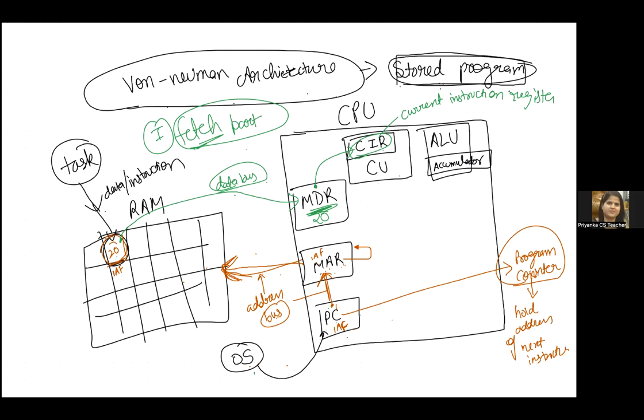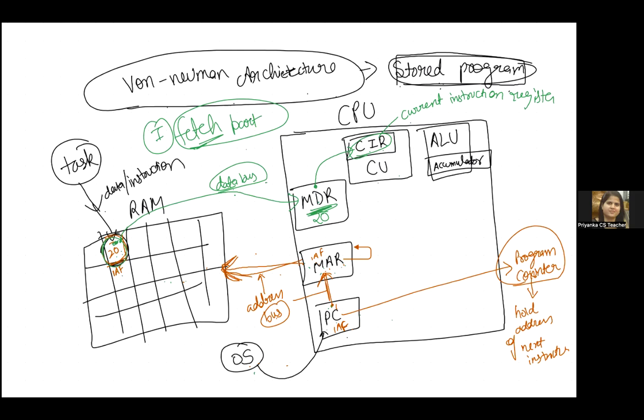MAR is connected to the RAM and sends this address to the RAM so that we can find where we have this address. Once we find this address, the data placed at that location will go to the MDR using the data bus. MDR will send this data to the CIR, the current instruction register. This is the fetch part.